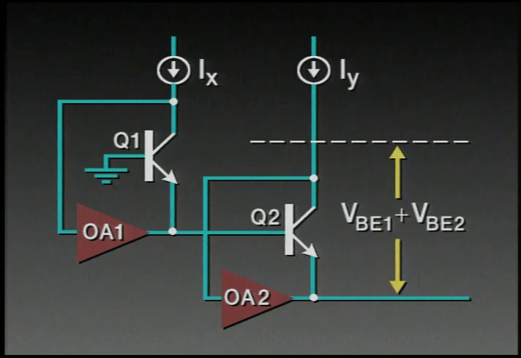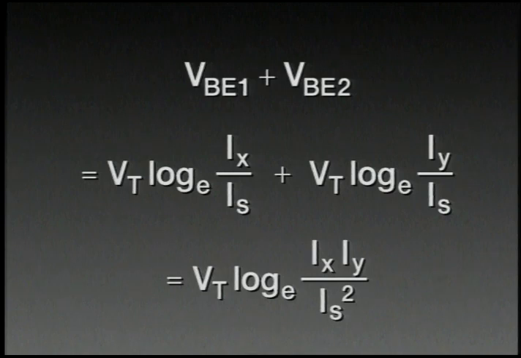As a consequence, the two devices operate at slightly different collector to emitter voltages, but that is not particularly important. What is important is that by virtue of the topology, we're going to add the voltages VBE1 and VBE2, and that's the first step in forming the product. So VBE1 plus VBE2 is expanded in this logarithmic form to the form shown at the bottom of the slide. And already we can see that the product IX, IY has been generated, but it's in a rather awkward form. It's associated with the saturation current and also associated with the thermal voltage.